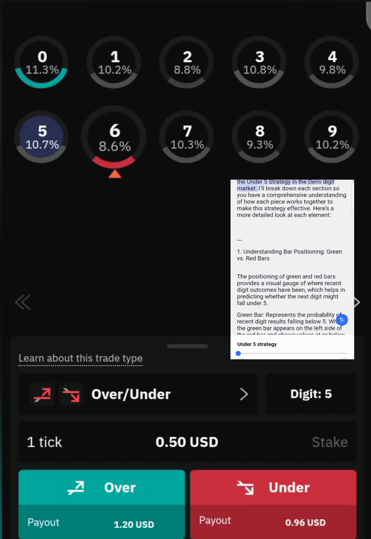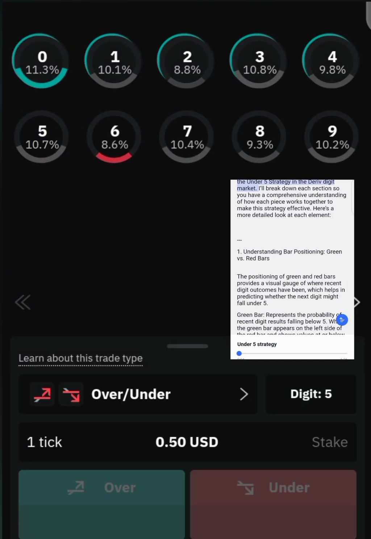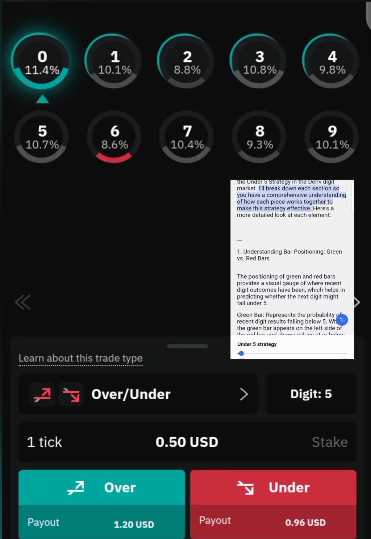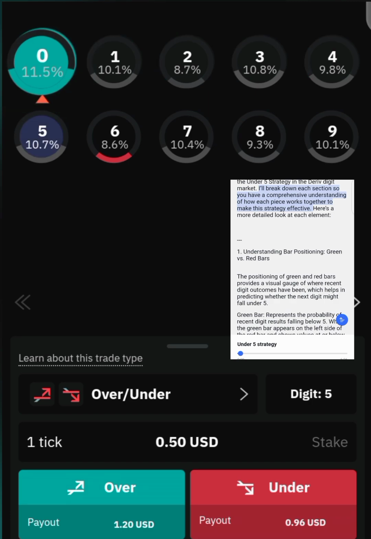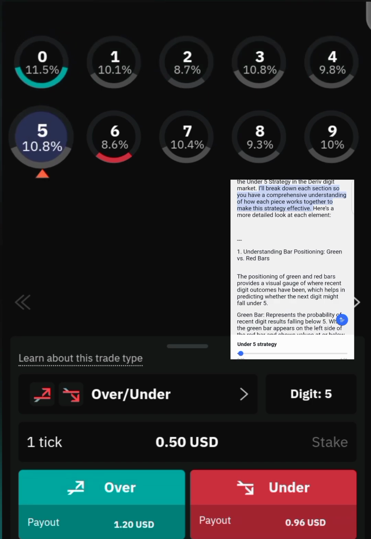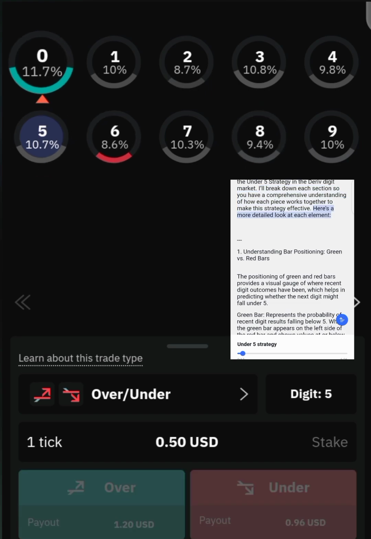Dive deeper into each component of the under 5 strategy in the derived digit market. I will break down each section so you have a comprehensive understanding of how each piece works together to make this strategy effective. Here is a more detailed look at each element.